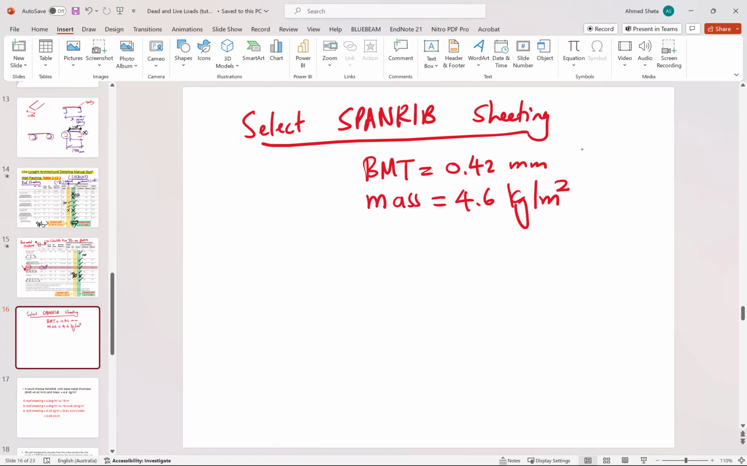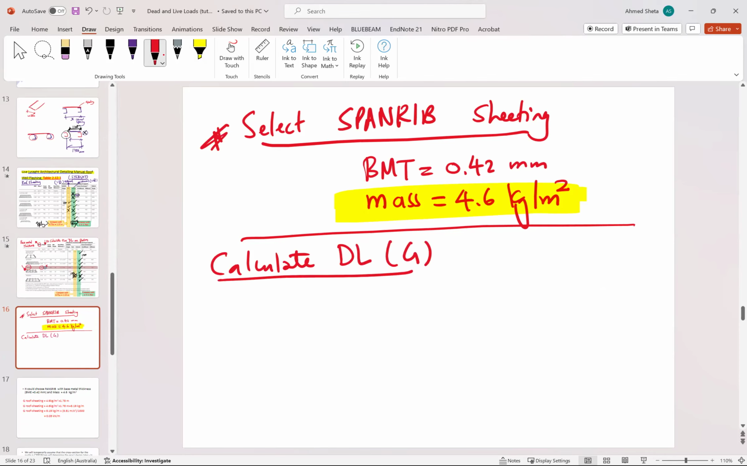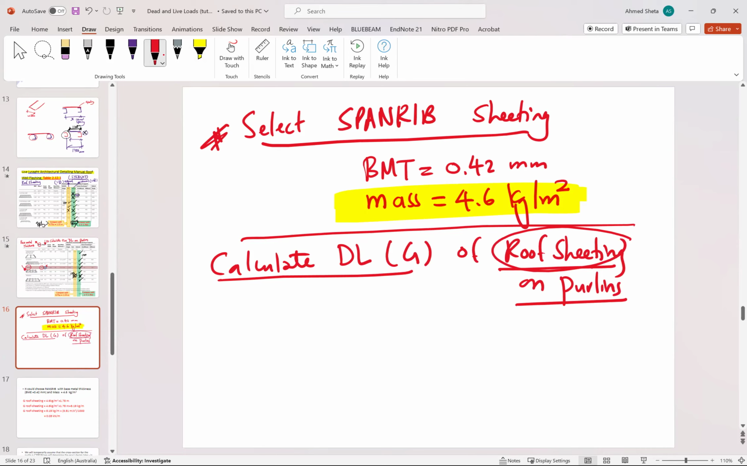Okay. So what is the next step to calculate the weight? Now we selected the span rib sheeting for the roof, and we know the weight of this span rib sheeting is 4.6 kilogram per square meter. The next step is to calculate the dead load G of roof sheeting on the Purlin. So we need to find how much of the roof sheeting will be transferred to the Purlin.